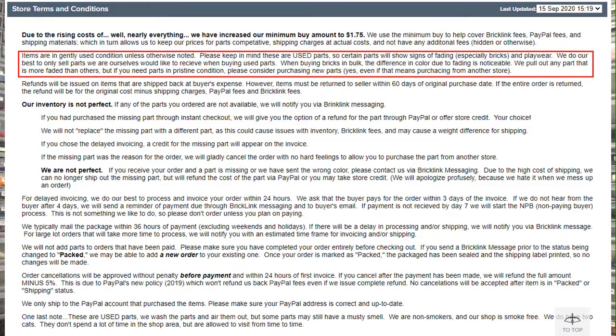The next thing on my terms and conditions is I talk about the condition, because I do sell used parts, so I want to remind them again, even though it's in my store name, Montana Used Parts, I remind them again these are used parts, so they're not going to be perfect.